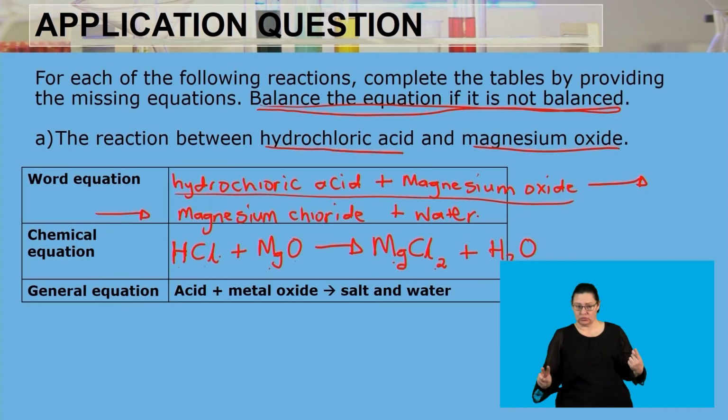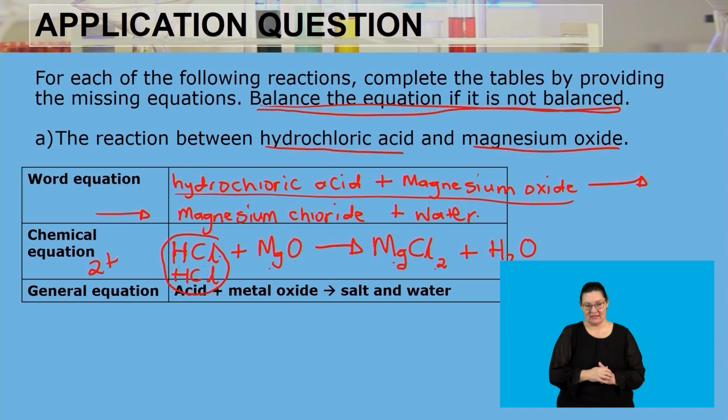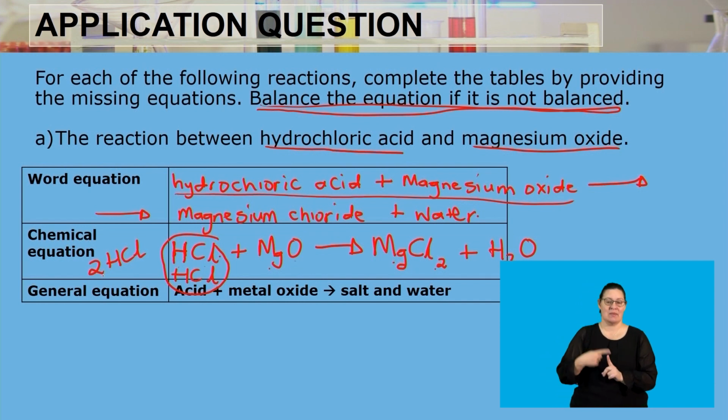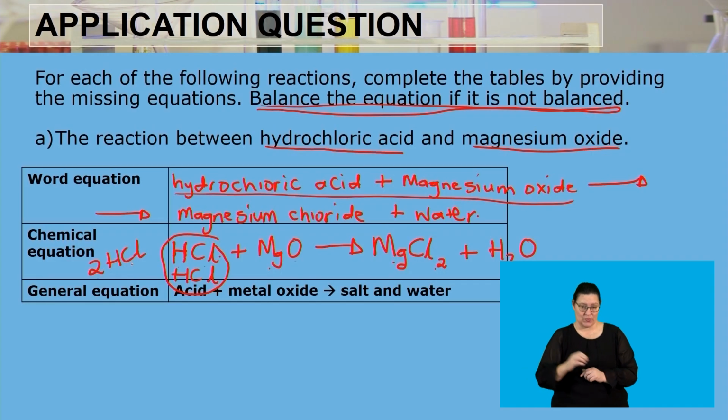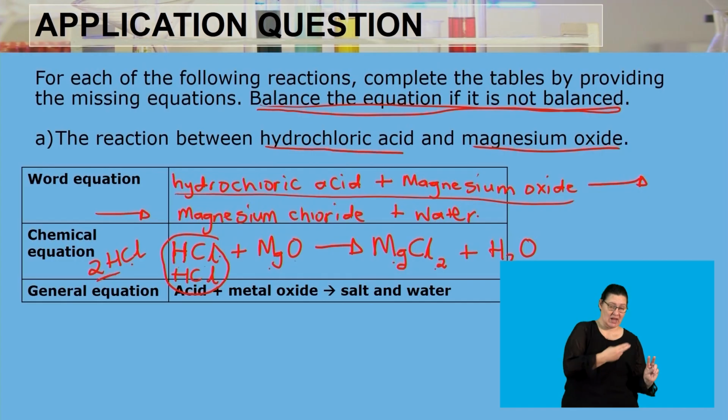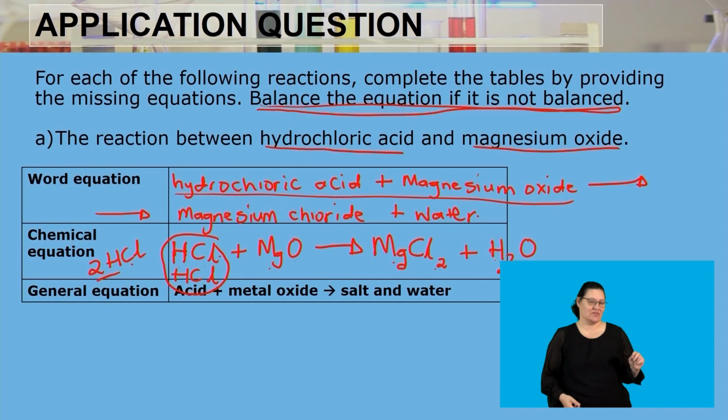What do we do then to balance the equation? I can add another compound of HCl on the left-hand side, and by so doing, this is going to give me 2HCl, which then means that this 2 goes for everything in this compound. So now we have 2 hydrogens and 2 chlorines. So 2 hydrogens on the left-hand side, 2 hydrogens on the right-hand side. 2 chlorines on the left-hand side, 2 chlorines on the right-hand side.